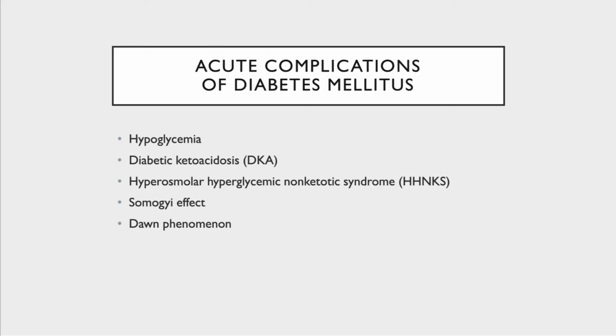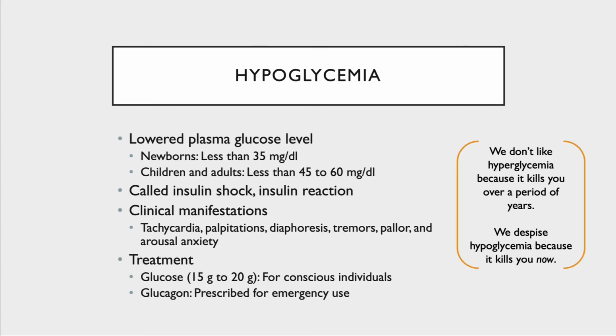You know, the acute complications of diabetes are either DKA or HHNK. And so let's take a look at those briefly. Remember that we really don't like hyperglycemia because over a period of time, of decades, it can cause cardiovascular disease and death and all that. That's bad. We don't want that. But we really loathe hypoglycemia because it kills you right now, right?